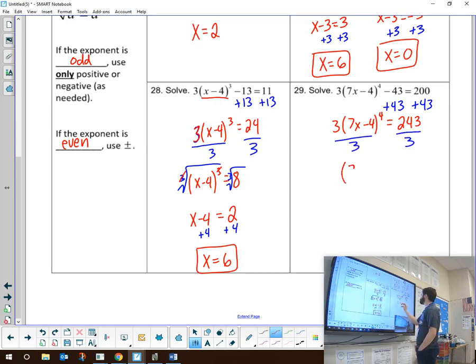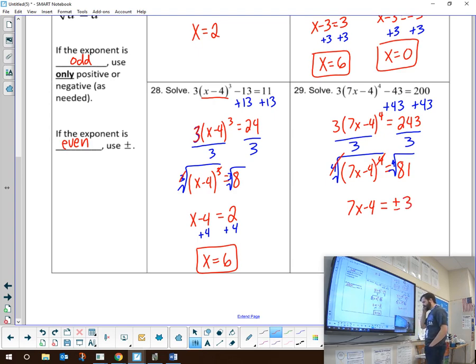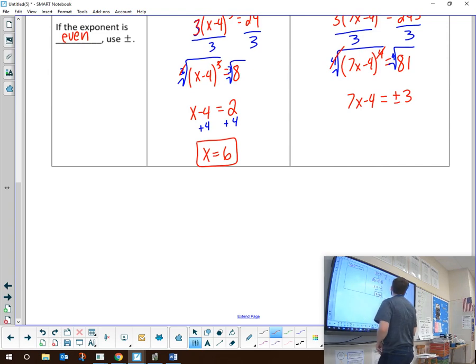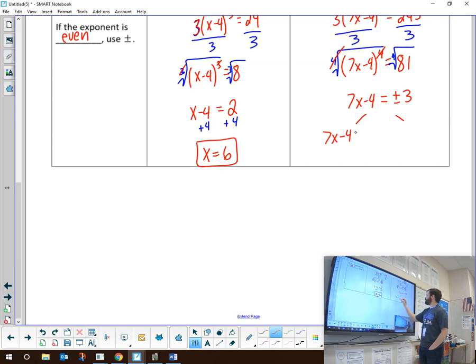And that's going to give me 7x minus 4 to the 4th equals 243 divided by 3 is 81. Take both sides to the 4th root to cancel out that power of 4, and we're going to get 7x minus 4 after these cancel equals the 4th root of 81 is plus or minus 3. So now we're going to have two separate answers, right? We're going to have 7x minus 4 equals positive 3, and 7x minus 4 equals negative 3.